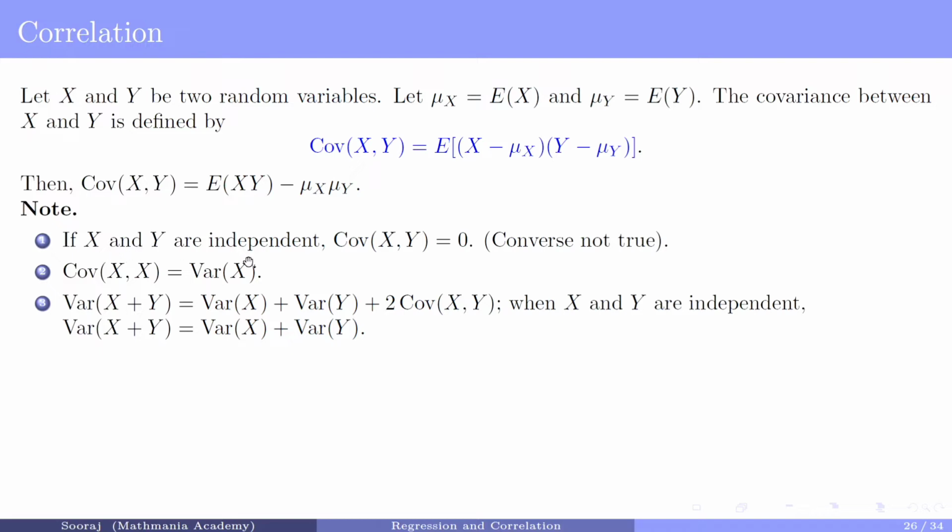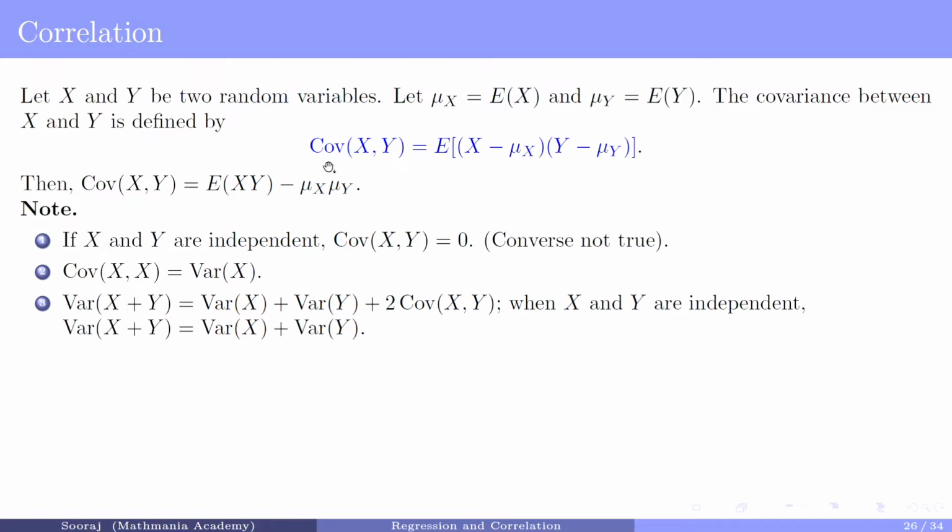If they are independent, then the covariance would be 0, because when they are independent, the expectation of xy can be written as the expectation of x multiplied with the expectation of y, that becomes mu x times mu y, therefore it becomes 0. And remember, the converse need not be true in general. That is, if the covariance is 0, it does not necessarily imply that x and y are independent.